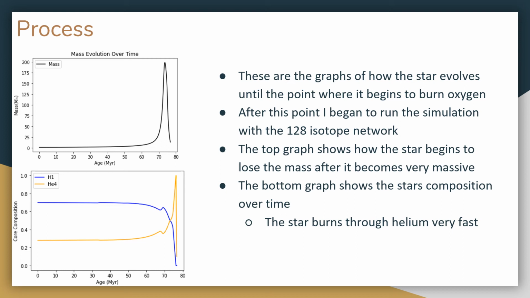The graph on the top left shows the mass of the star in the AGN disk over time. This is for the first simulation where the star begins to reach the point where helium consists of 10% of the star. As you can see, the star begins to lose mass after becoming very massive due to reaching the Eddington limit. The second graph on the left shows the evolution of the stellar core composition of the star over time. The blue line represents how much of the star's core consists of hydrogen, and the yellow line is how much of the star's core consists of helium. This star burns through its helium extremely fast due to its large mass at this point.